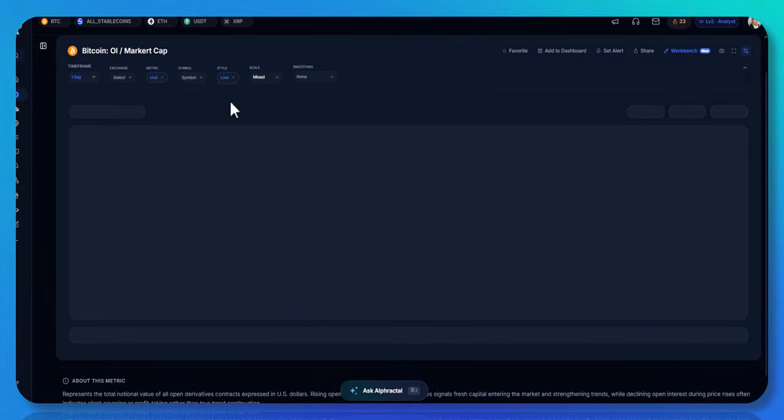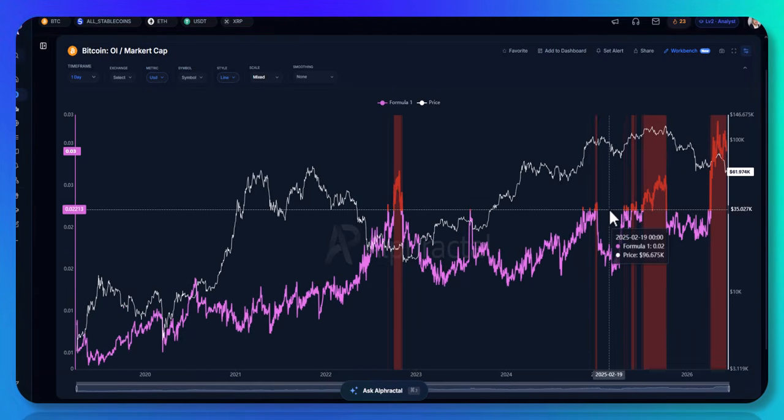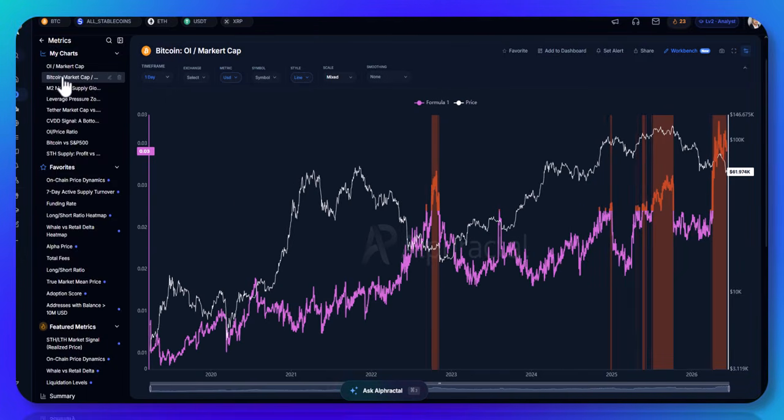This makes the chart much clearer, especially for anyone who wants to save studies, share analyses, or create reports. All charts are saved to your account, and you can access them in the sidebar under My Charts.